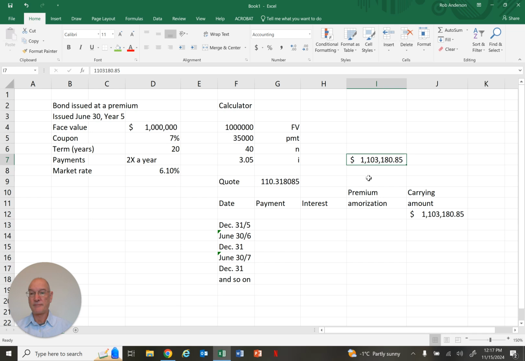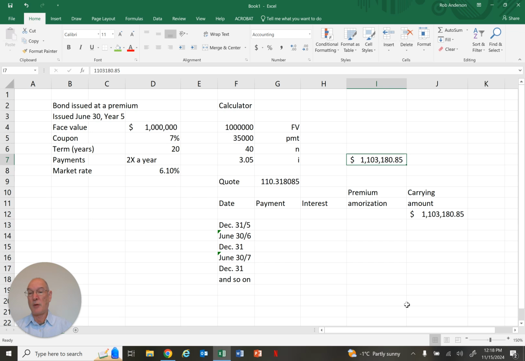Now, bonds do sell in the marketplace. So if this bond has been around, let's say for 15 years, somebody might put their bond up for sale and it has 5 years left. And if you were to look at some of the financial papers or online, you would see that the bond comes with a quote. So the bond actually does have a price quote in the financial markets, and that's how investors know what they have to pay for the bond. So the quote is 110.318085. So if you take your calculator and you go $1 million times 110.318085 and hit the percent key, you're going to get the issue price of the bond.